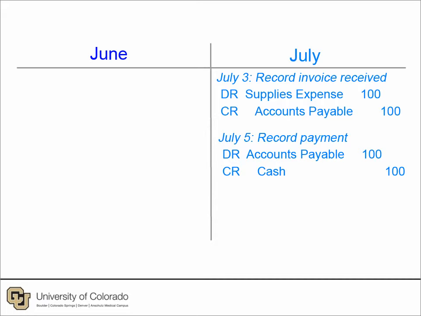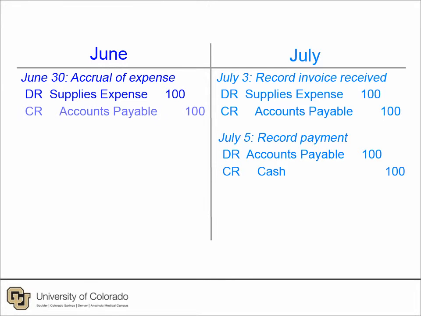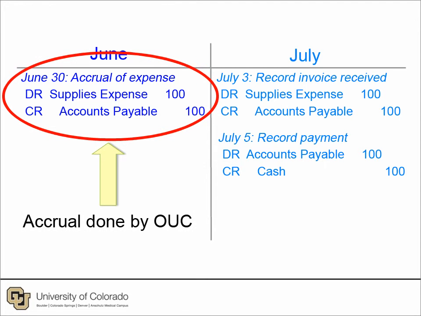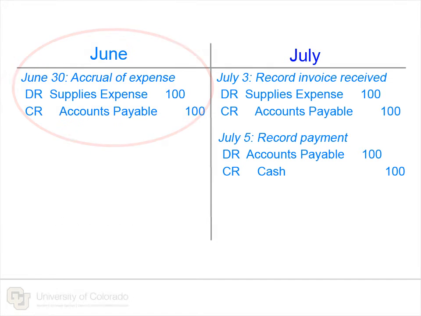This accrual journal entry is dated the last day of the period, in this case June 30, and is a debit to the supplies expense account and a credit to the accounts payable account. The Office of University Controller creates accruals of CU Marketplace purchases for you.